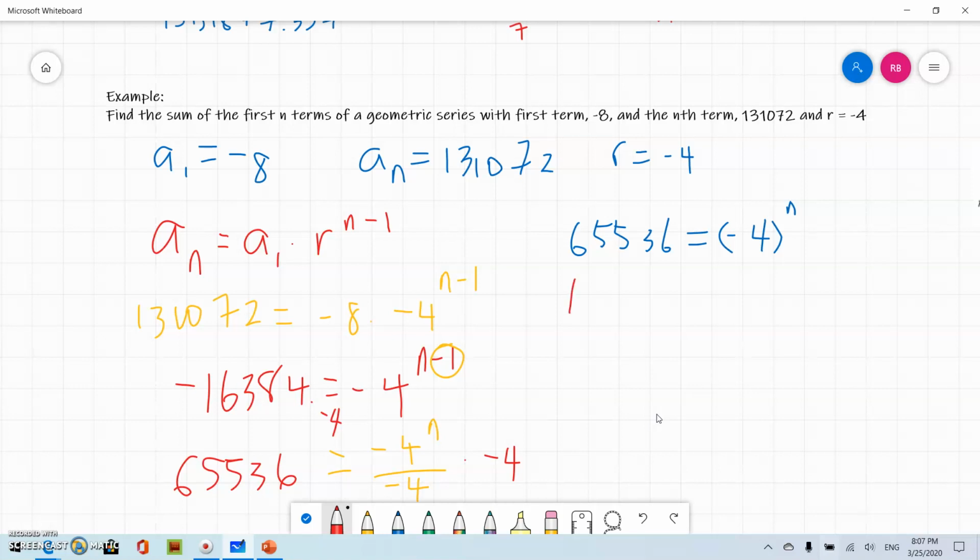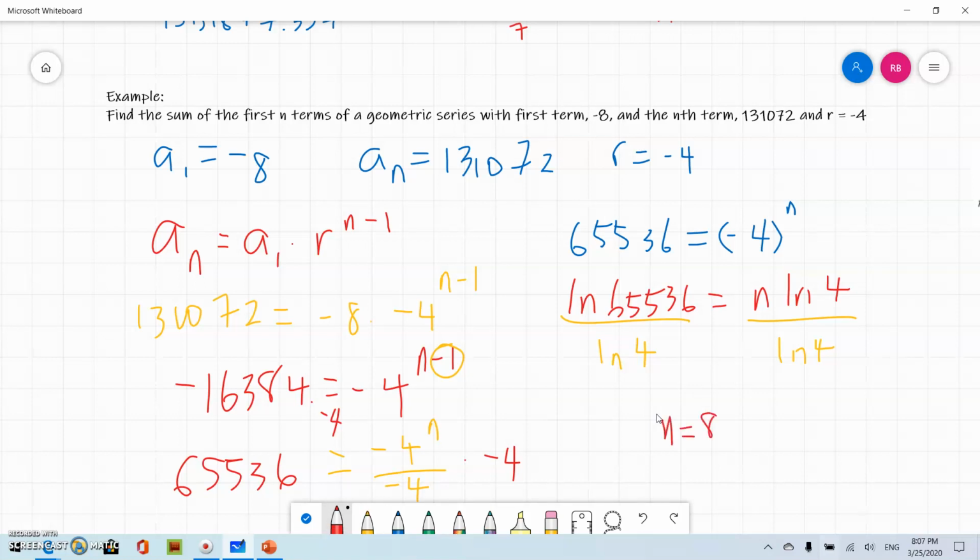So I'm going to just ln both sides. And I'm going to just assume that this is 4. The only reason I'm doing that is because ln cannot have a negative number inside. So I'm going to do ln 65536 divided by ln 4. And n is 8.